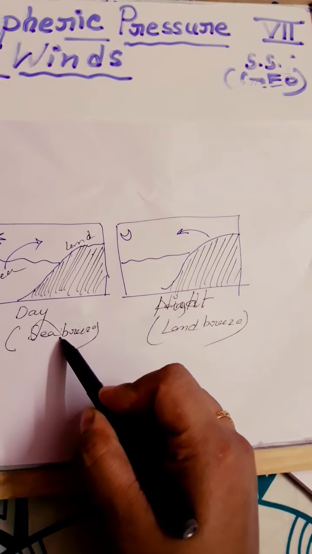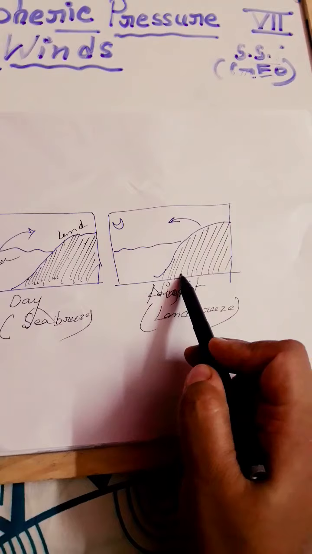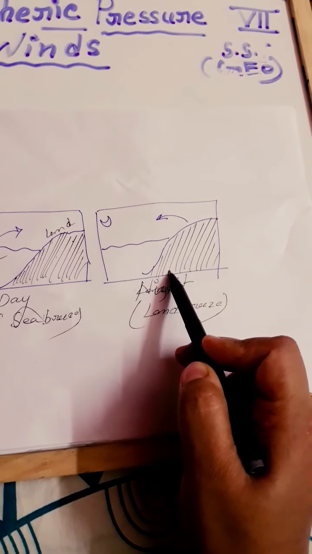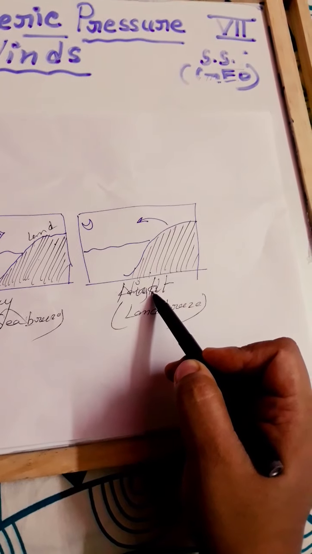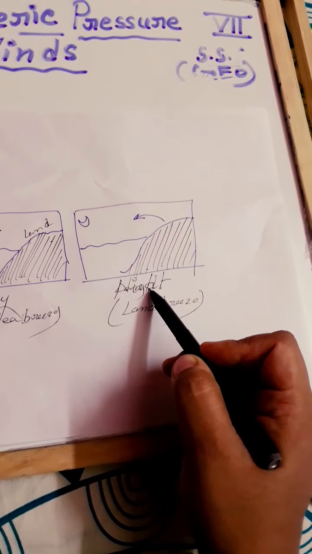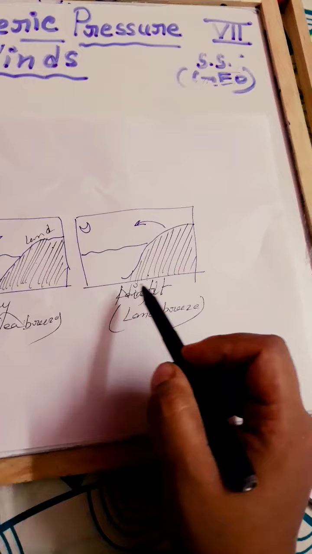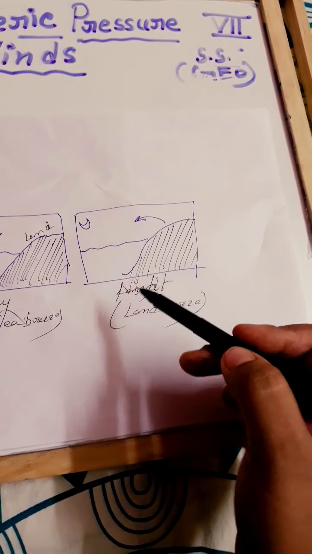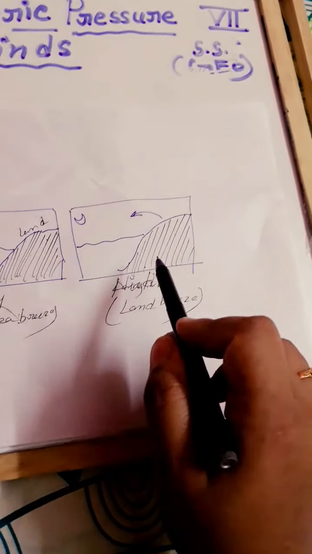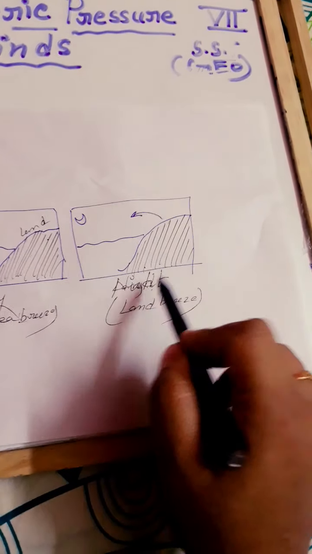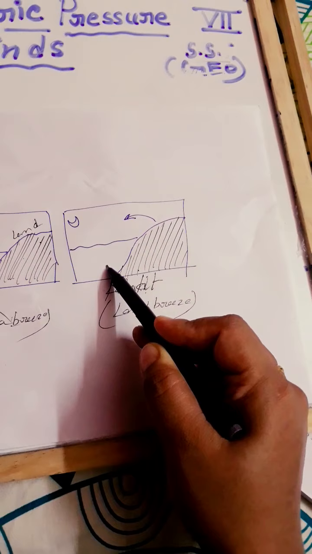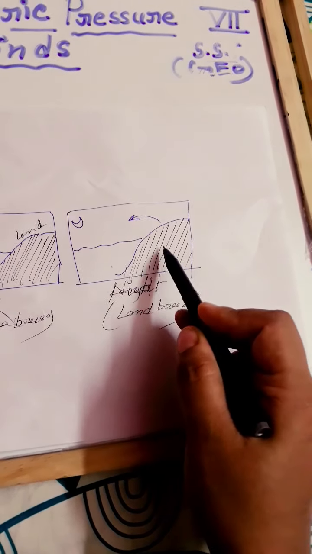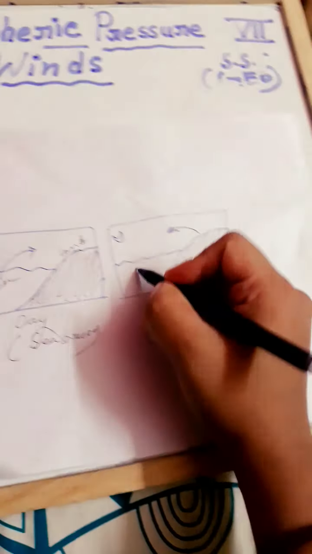And the opposite thing happens in the night time. In the night time, the land cools down faster than the sea. The area of high pressure shifts over the land. Since the sea takes a long time to cool down and is therefore still relatively warm, low pressure prevails over the water body. So therefore the wind blows from which side? From land to the sea.